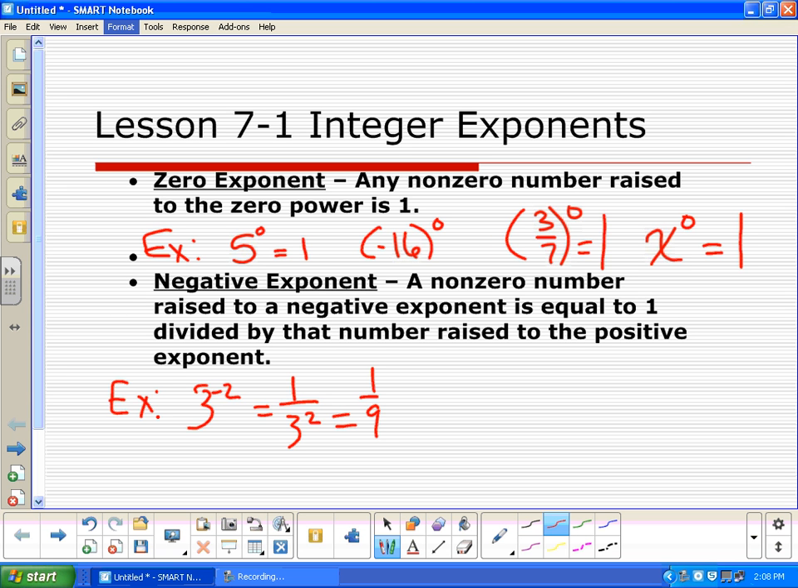Another example would be 6 to the negative third power equals 1 over 6 to the third power, which equals 1 over 216. In general, we say that any number raised to a negative exponent is equal to 1 over that number raised to the positive exponent.